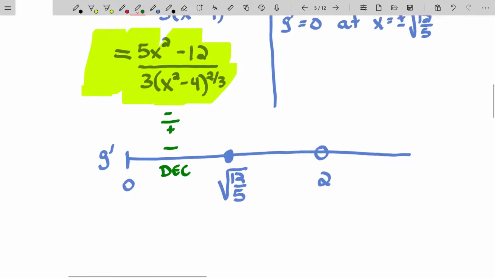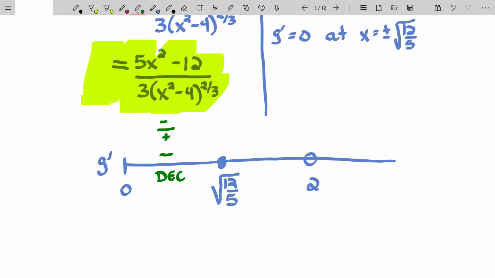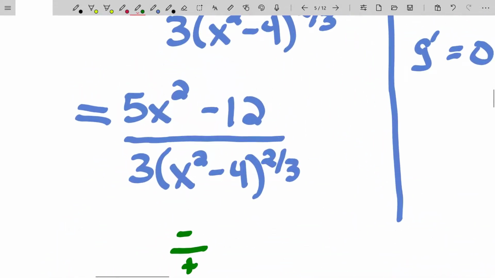Now we're going to plug in a number between square root of 12 fifths and 2. Now that's going to be tough, because if you don't have a calculator, it's going to be very difficult for you to know what is a nice number between the square root of 12 fifths and 2. And this tends to throw people off. Go ahead and grab a calculator right now and compute the square root of 12 fifths, just so you can get an idea of the size of that number. It's a little greater than 1.5.